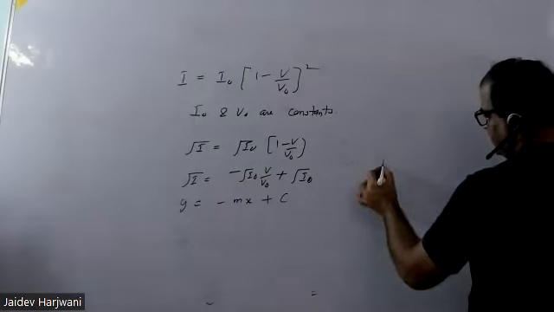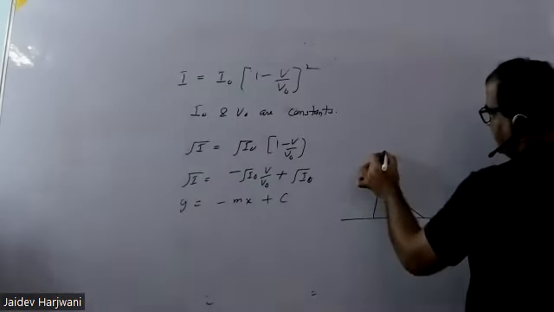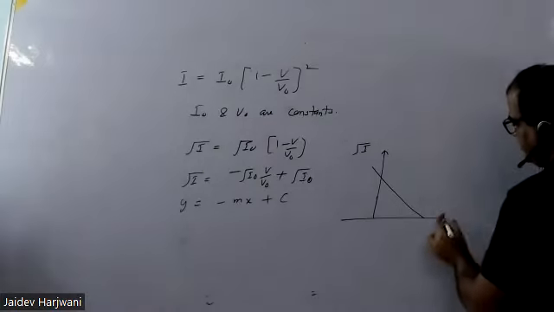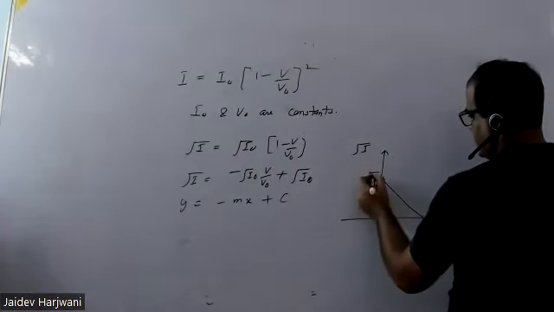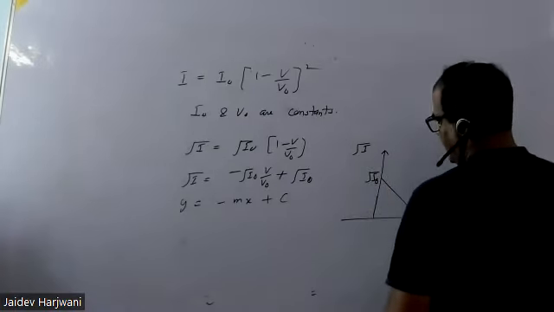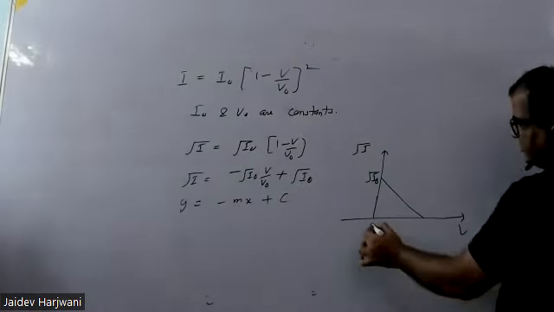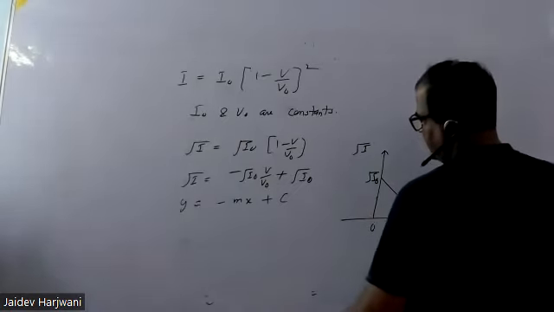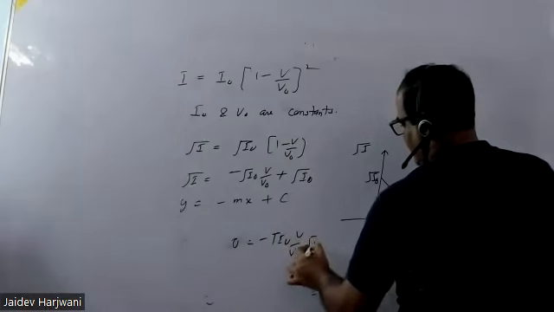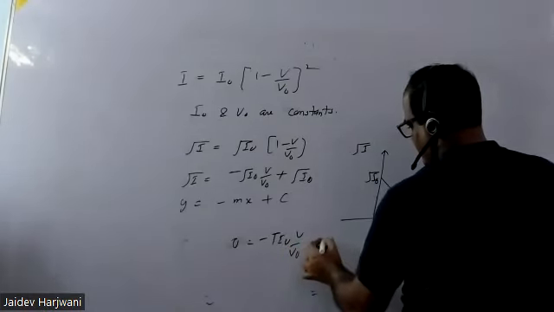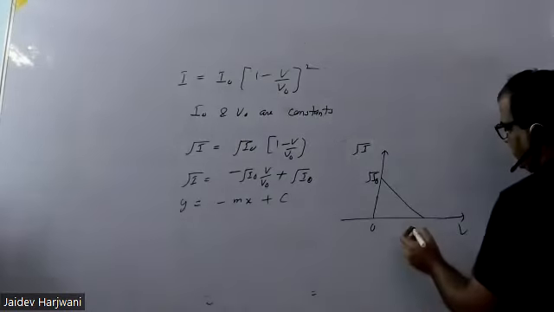So if I plot this curve, the plot will be going like this. This is y equals under root I, and here is V. So at V equals zero, this will be your under root I naught. And if I put I equals to zero here, then what does V become? If I equals zero, then this becomes zero equals minus under root I naught V upon V naught plus under root I naught. The under root I naught cancel, so this becomes V equals V naught here.